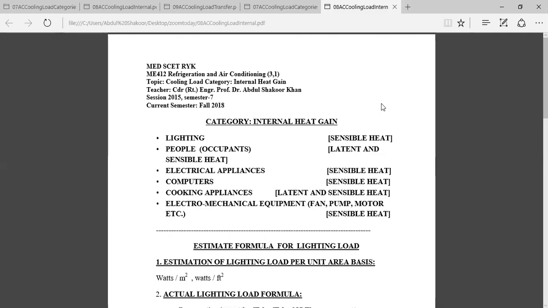Now electromechanical equipment is there inside the house, it may be inside the kitchen. So these are ceiling fans, for example, some water pumps with a motor inside, and the motor of the fans also. Any motor, pump, or fan has an electrical motor, and that consumes electricity. Any device which consumes electricity emits an equal amount of energy as heat. So that is taken as sensible heat. So these are the major components of the first category, that is internal load.